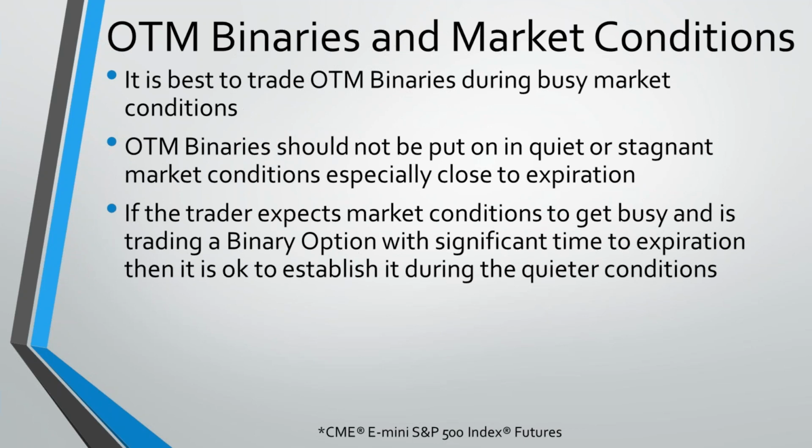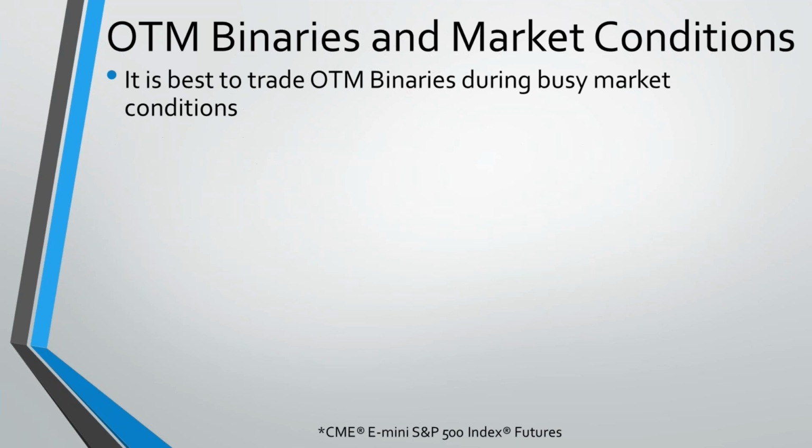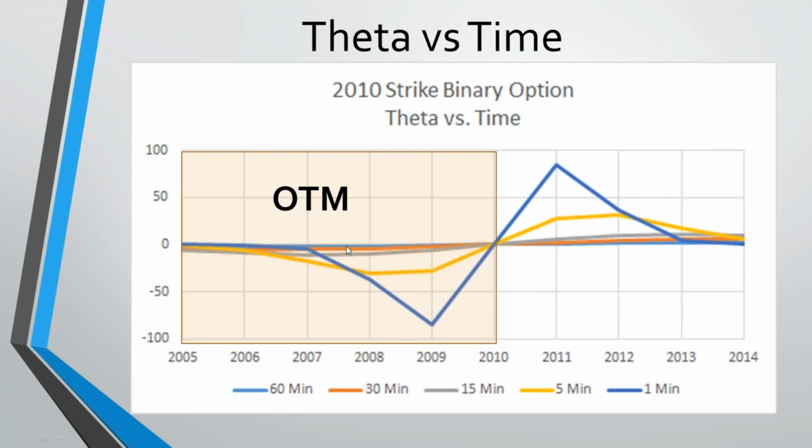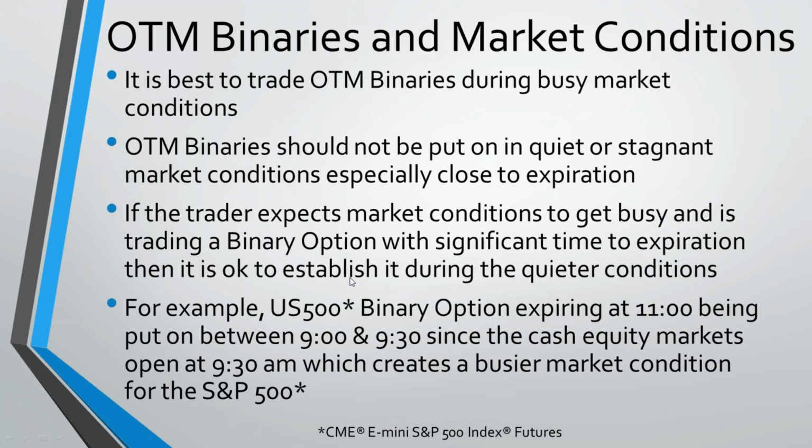If the trader expects market conditions to get busy and is trading a binary option with significant time to expiration, then it's okay to establish it during quieter conditions. For example, let's say you put this on with 90 minutes to go, right before the opening of the S&P 500, the morning session when the stock market opens. When that time passes, 9:30 Eastern time, we generally get busier conditions. So if you're putting that on and you still have a lot of time to expiration, that's fine, because remember, with a lot of time to expiration, you're still losing a little time decay, but you're not losing that much because you're up here. You're really close to that zero line.